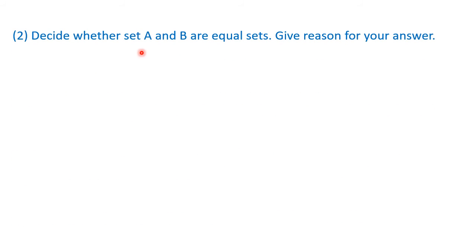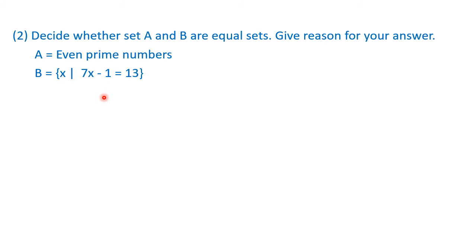Decide whether sets A and B are equal sets. Give reason for your answer. Now set A is a set of even prime numbers, and set B is the set of all x such that 7x minus 1 is equal to 13. Now one set is simply given like this, it is not given in the rule method, and set B is given in the rule method.